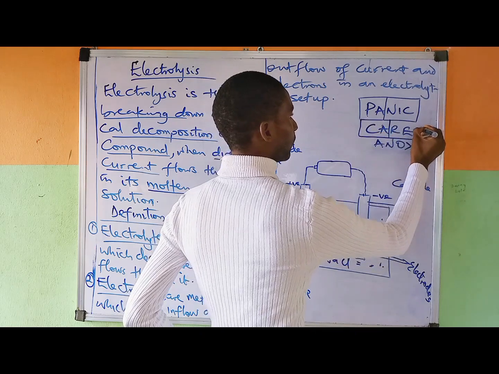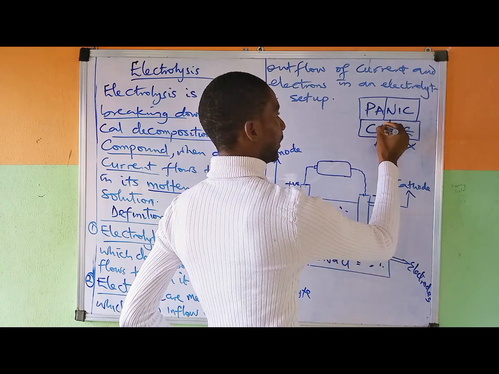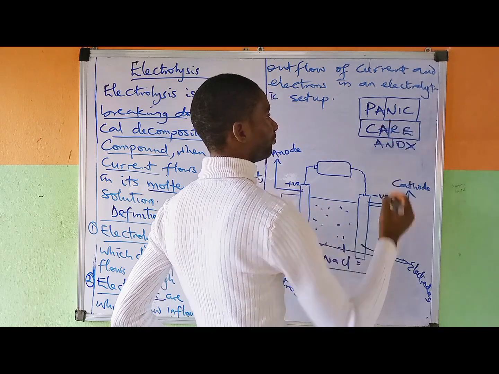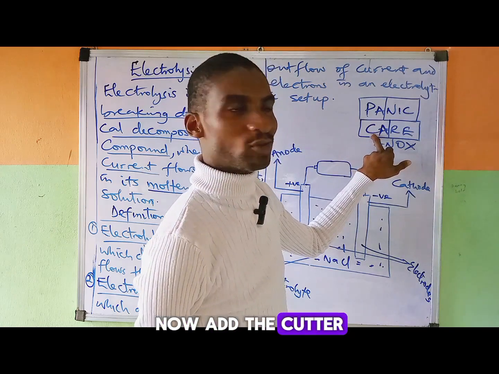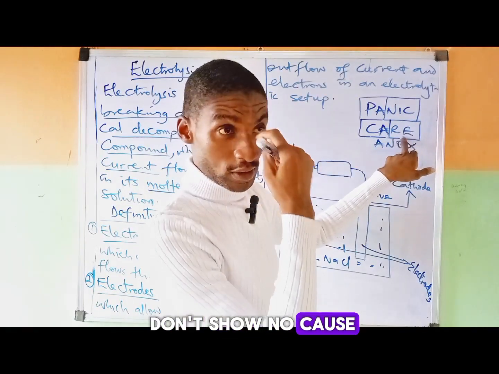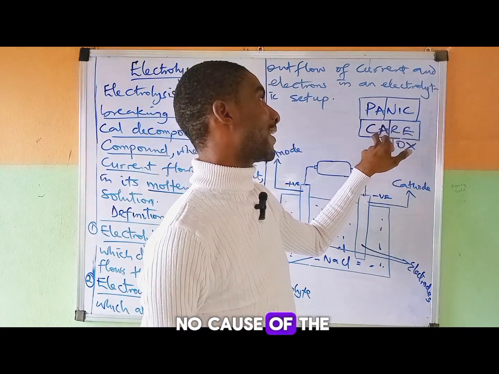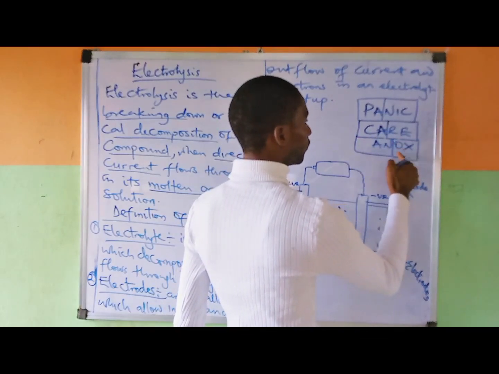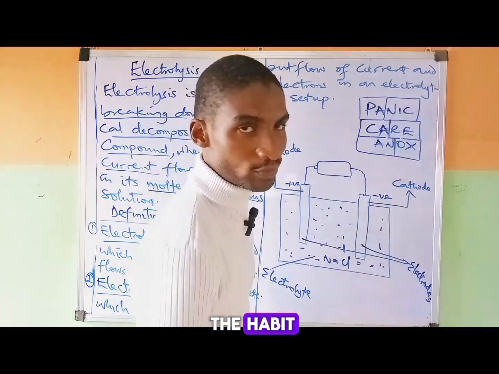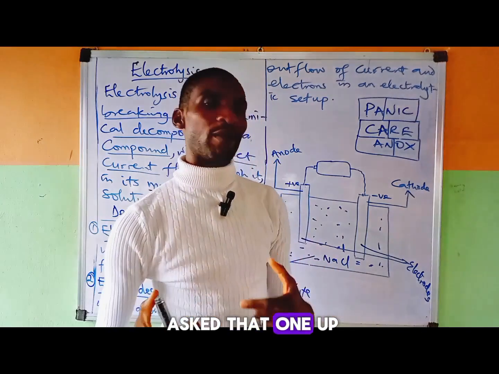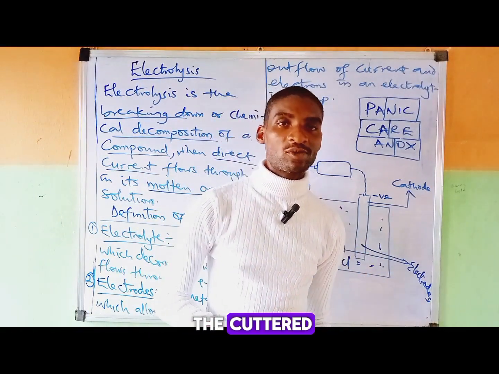It means Cathode Reduction, Anode Oxidation. At the cathode, reduction occurs, while at the anode, oxidation occurs. So these are some questions you could be asked: what happens at the anode, what happens at the cathode?